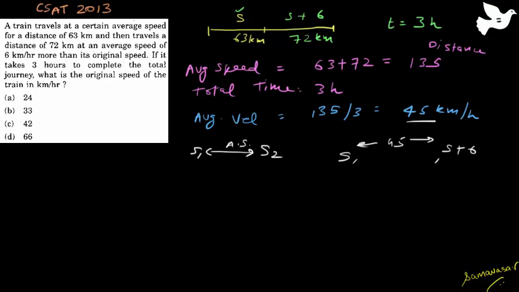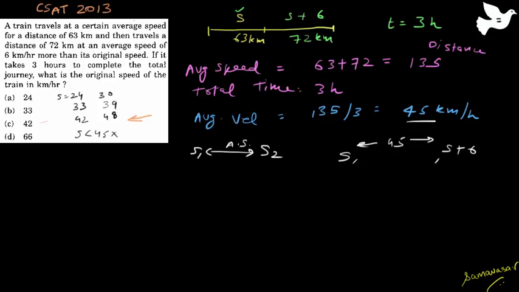So if you look at the options, if I take s is equal to 24, so s plus 6 will be 30. 45 doesn't lie between these two. S is equal to 33, s plus 6 is equal to 39. 45 doesn't lie. If I take s is equal to 42, s plus 6 is equal to 48. 45 does in fact lie between these two. And anyways, this is not possible because we are talking about s, which has to be less than 45. s should be less than 45, which is not the case here. So just by elimination method and using some approximation, I know that this is the answer.